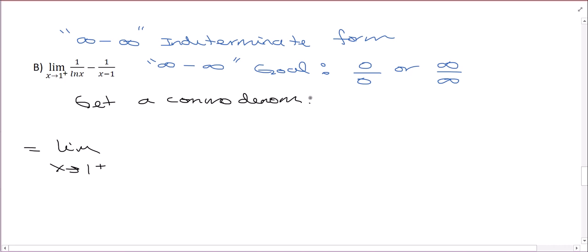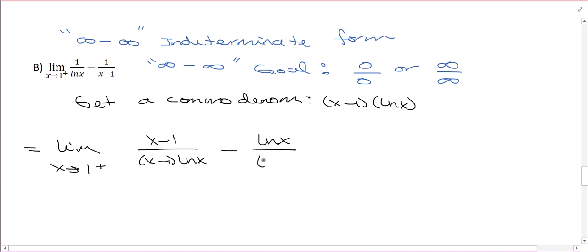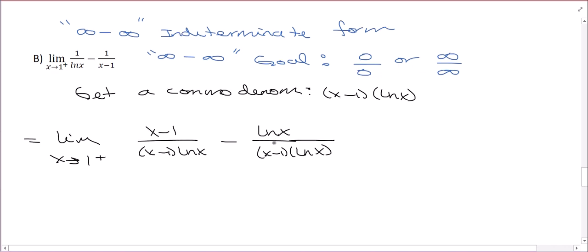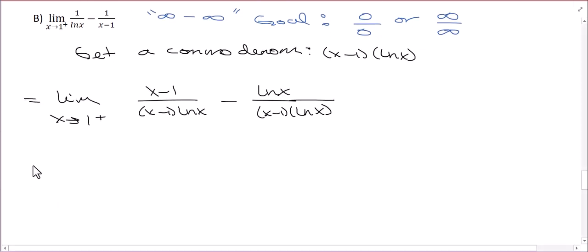Our common denominator is going to be x minus 1 times ln of x. So multiply this one top and bottom by x minus 1. So you're going to have x minus 1 over x minus 1 ln x minus, and then this one is the ln x, so multiply top and bottom by ln x: minus ln x over x minus 1 ln of x. And now that they have the same denominator, you can combine them. So notice that I do not have my little L on the top, and that's because I am not applying L'Hopital's rule yet.